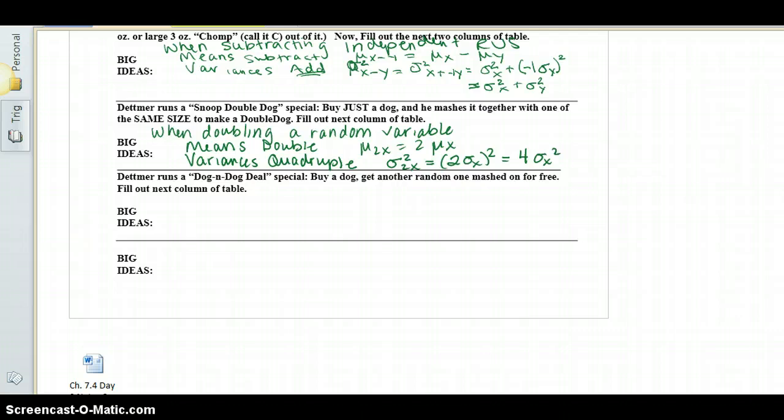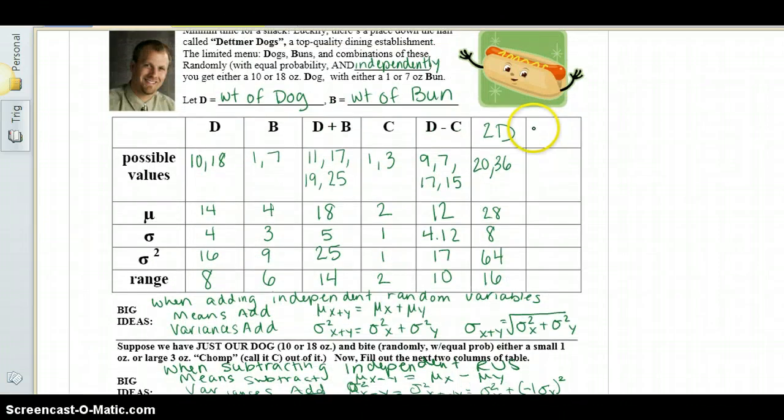Okay. But now we're going to look at what happens when you add the same random variable to itself. So we're going to smash 2 hot dogs onto the same bun. When we look at D plus D, one option would be 10 plus 10, which would be 20. Another option would be 10 plus 18. So 10 for the first hot dog, 18 for the second one. So that would be 28. Or you could start with an 18-ounce hot dog and add a 10-ounce hot dog to it. So then that would be 28. Or you could add 2 18-ounce hot dogs together and get 36 ounces.